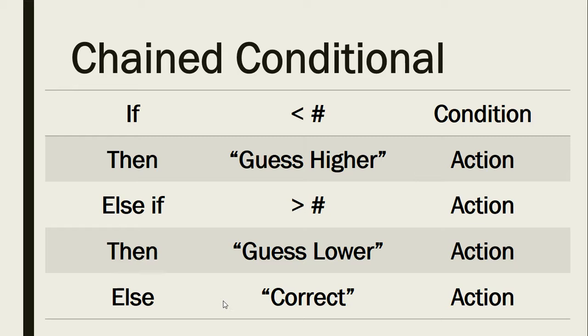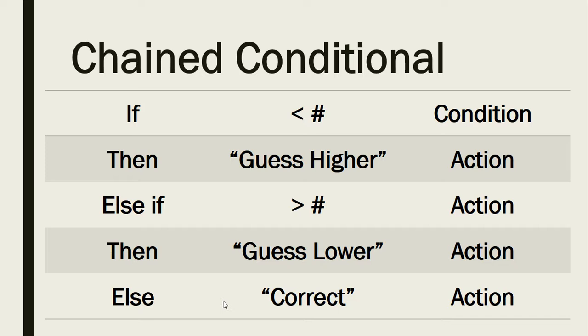So here's a chain conditional, and if you aren't yet, you'll soon be working on this guessing game. And so this is a chain conditional. So keep in mind it's going to stop at the first true action. With the guessing game, if you haven't gotten to it yet, basically there's going to be a secret number, and you're trying to guess it, and the program is going to give you some feedback, basically in the form of, hey, you should guess higher or you should guess lower.